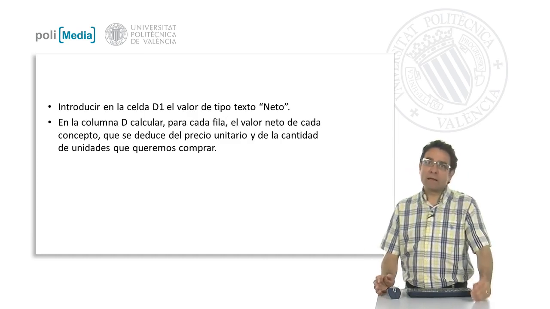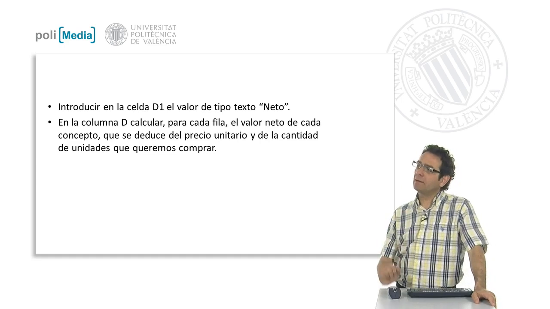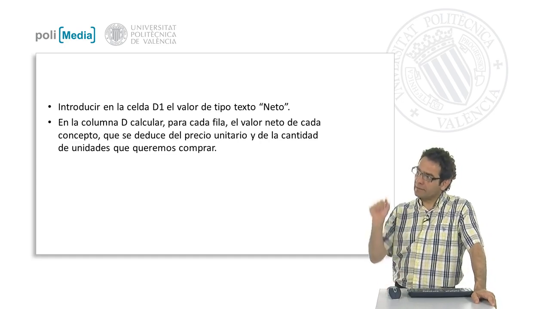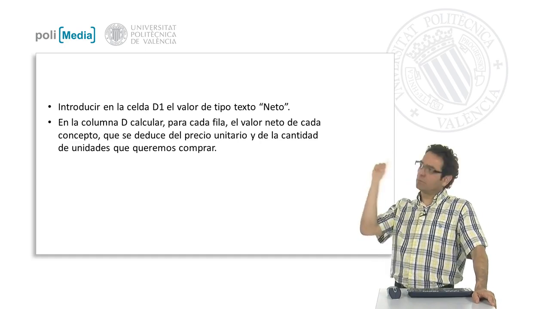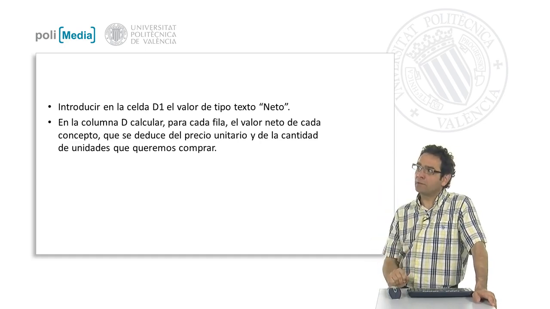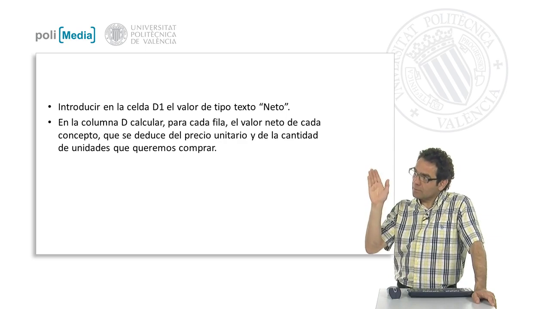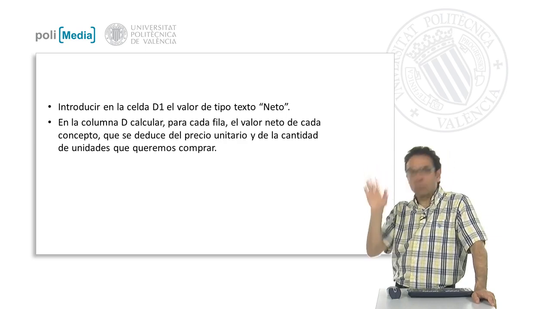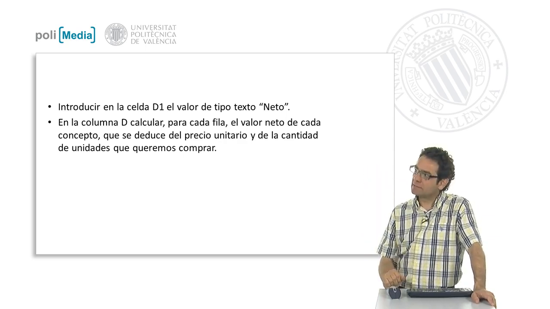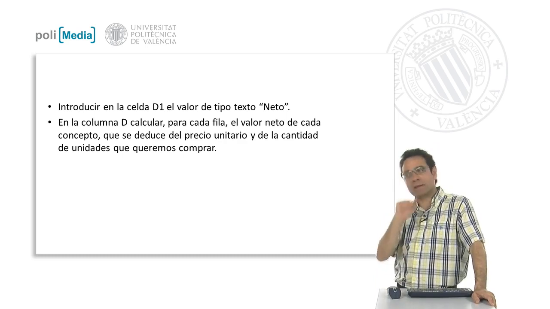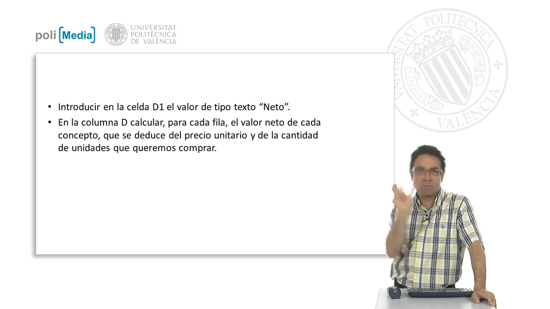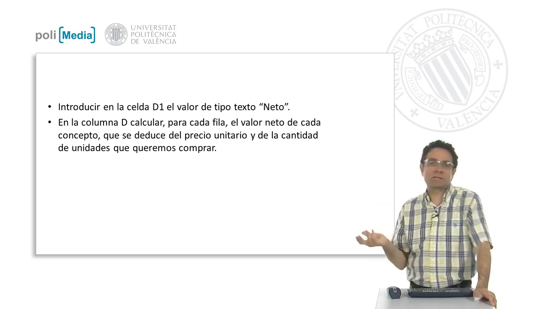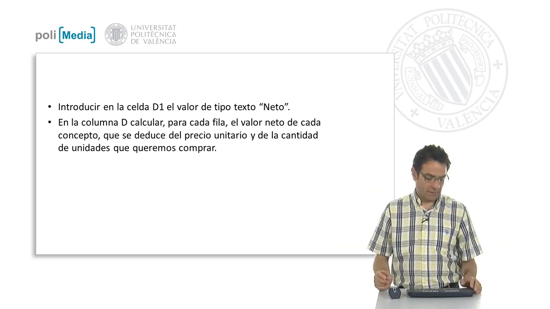With these data in a spreadsheet, they ask us to enter in cell D1 a text value. That is, we continue the table with a title that says net, which is the concept that we have to calculate next in the same column, in the rows below for each row, that is, for each type of furniture, since the net value of each concept is deduced from the unit price and the quantity of units that we want to buy.